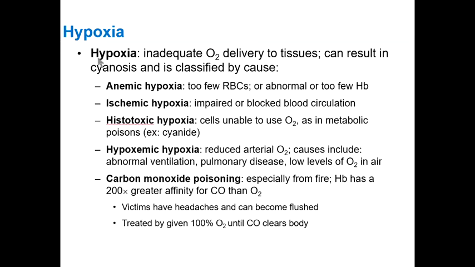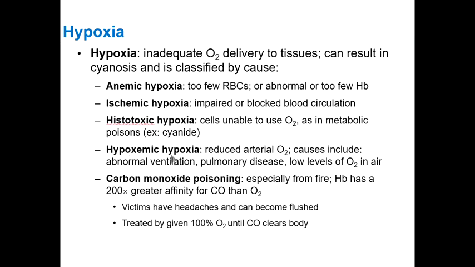So I'll end this video with hypoxia, which is a term we've seen in previous chapters. That's inadequate oxygen to the tissues. It can result in cyanosis, it's bluing of the tissue. So there's a lot of different types of hypoxia. Some we've seen, like anemic hypoxia, where there's not enough red blood cells to carry oxygen. Ischemic hypoxia, when there's a blockage in circulation. But we also have something called histotoxic hypoxia. Cells are unable to use the oxygen, like in poisoning.